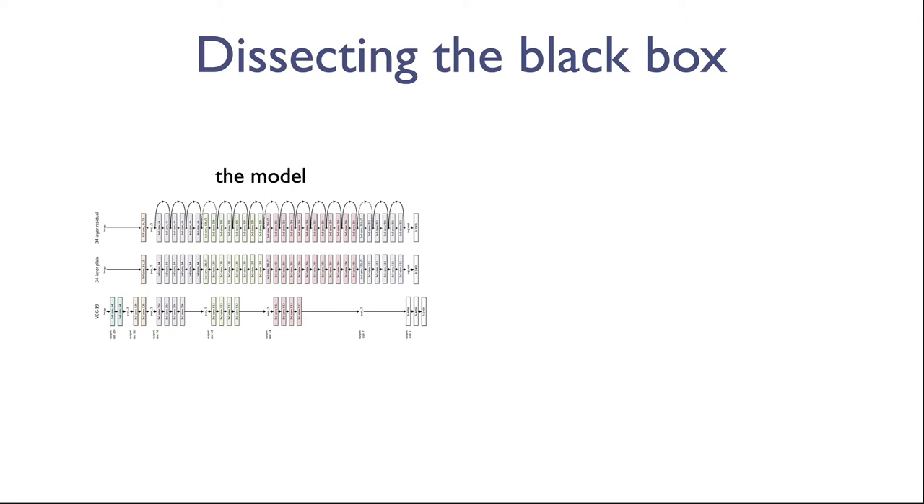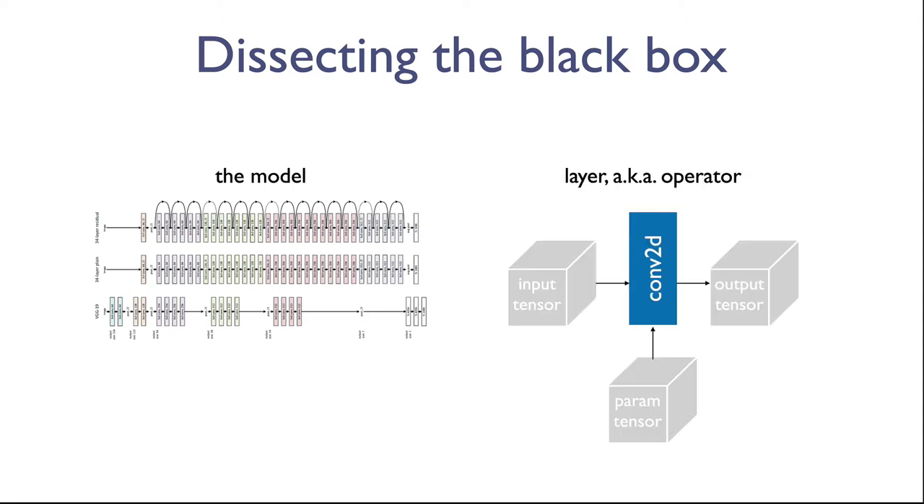Well, when we dissect the black box, we can see that the model has a number of different layers that perform different operations. Many of these layers are a 2D convolution computation on the input data with a number of parameters to produce output data. So each of these layers is also an operator, takes an input tensor, has a parameter tensor, performs a 2D convolution, and produces an output tensor.